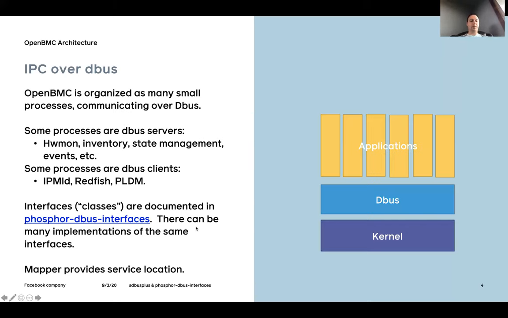And then the last part of our overall architecture is that when you have inter-process communication of some sort, you have to have some kind of service location defined. And so Mapper is the piece of software that does our service location. And I'll talk about all of these pieces, hopefully in more detail.